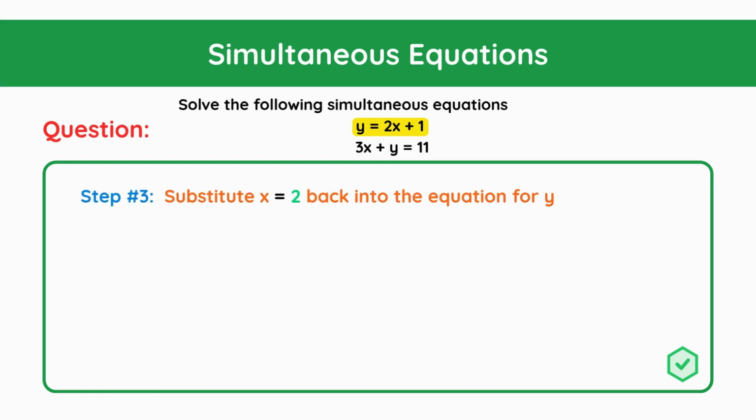Step 3 is to substitute x equals 2 back into the equation for y. y equals 2 times 2 plus 1, which gives y equals 5. So the solution is x equals 2, y equals 5.